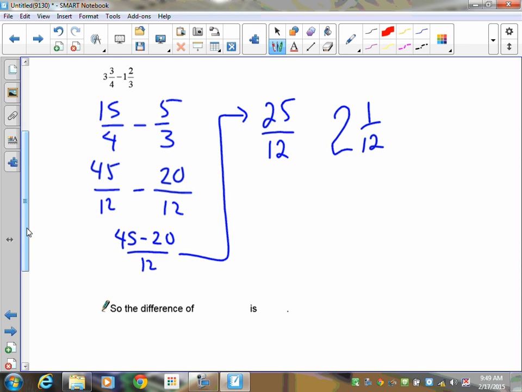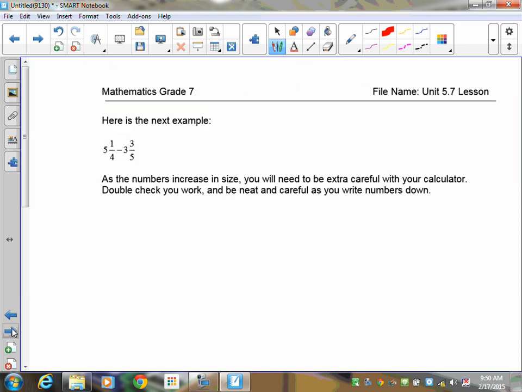And again, like I said, we started in mixed fractions, so we want to make sure that you finish in mixed fractions. So the difference between 3 3/4 and 1 2/3, I guess I should write the question down here. 3 3/4 take away 1 2/3 is 2 1/12. Okay, I'll try to get my words straightened up.